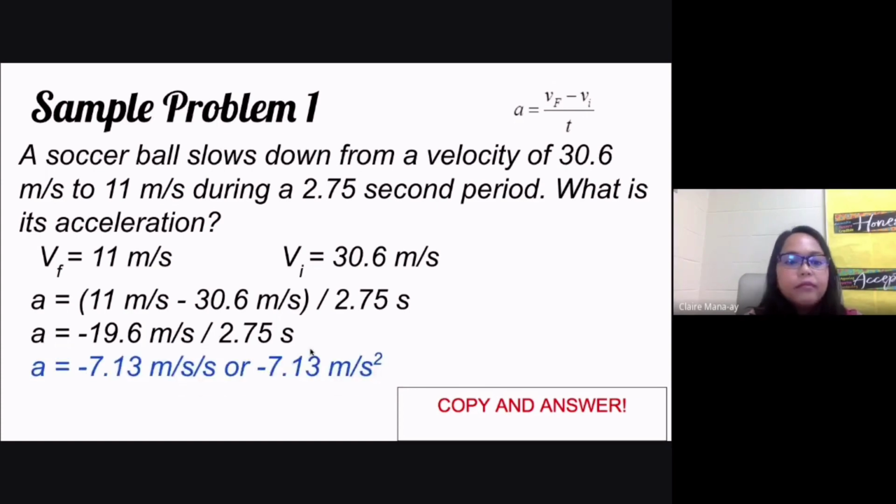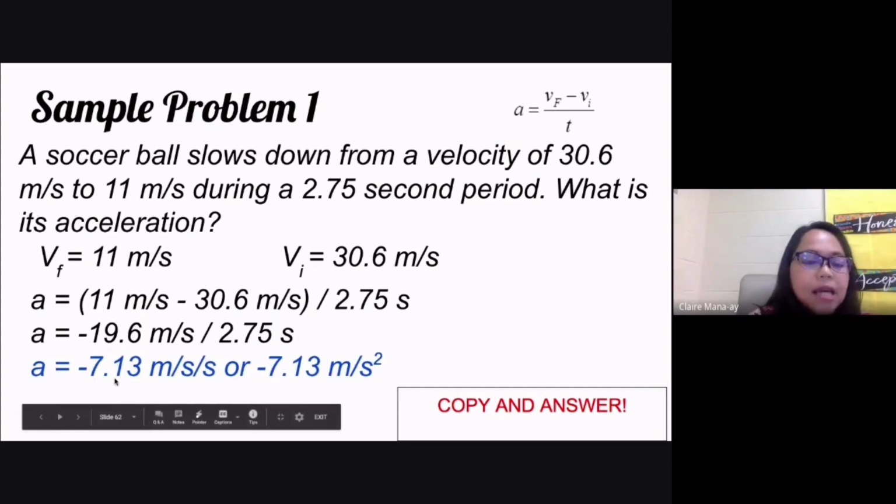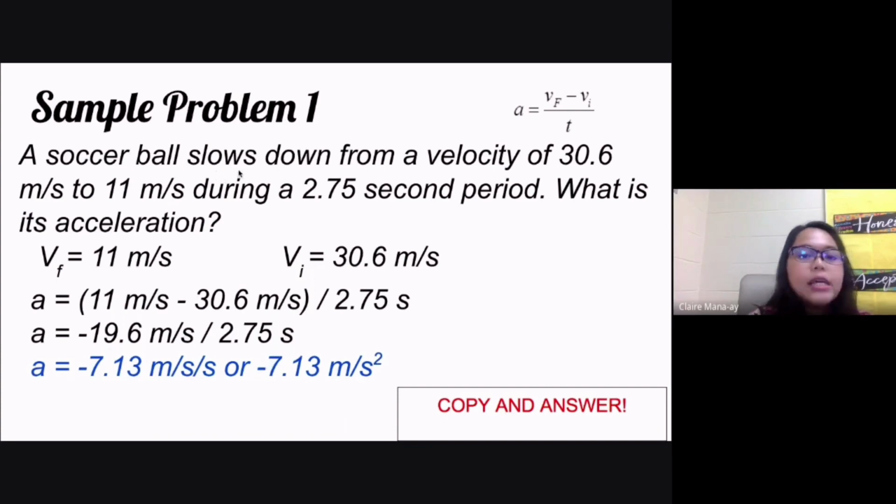And so your final answer would be negative 7.13 meter per second squared. Now we see that this is negative. That means your ball is actually slowing down. The ball is slowing down. It is decelerating.